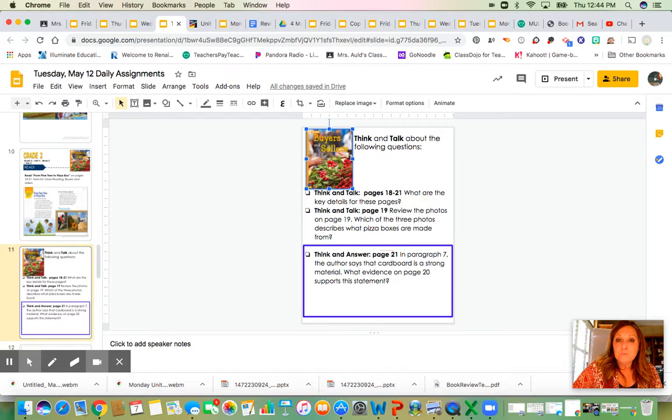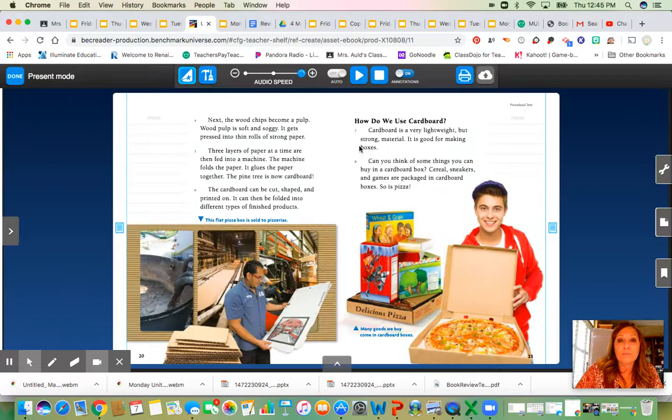All right, so let's look at our question number 3. Paragraph 7, the author says cardboard is a strong material. What is the evidence to support that on page 20? Okay, so paragraph 7 is right here. How do we know cardboard is a strong material? Well, I'm going to read this to you. How do we use cardboard? Cardboard is a very lightweight but strong material. It is good for making boxes.